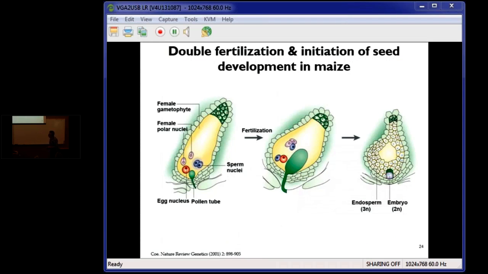Okay. So coming back to the biological question of interest, we are interested in determining the gene regulatory networks that control early endosperm development in maize. And so this is double fertilization in maize. It starts again with the pollen tube delivering two sperm cells. One fuses with the egg cell to produce the embryo. The other one fuses with the central cell nucleus to produce the endosperm.